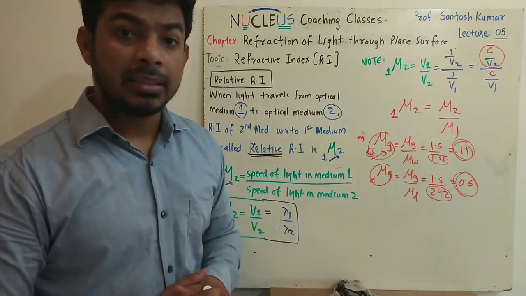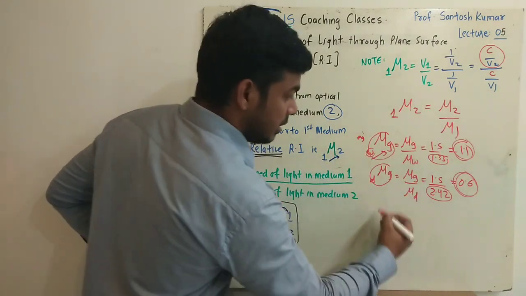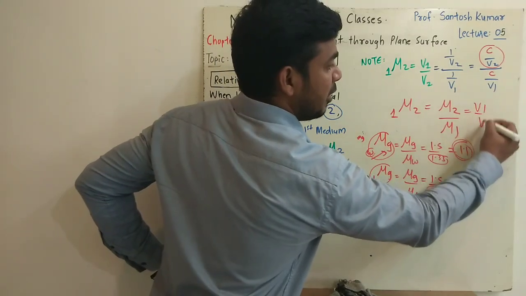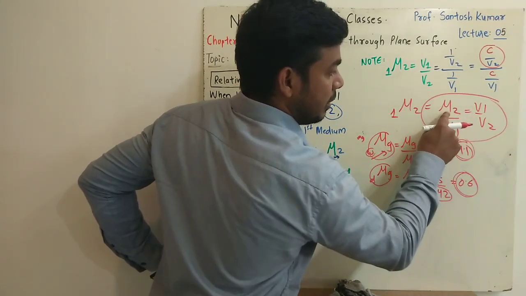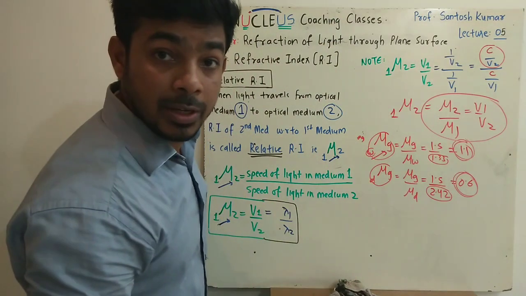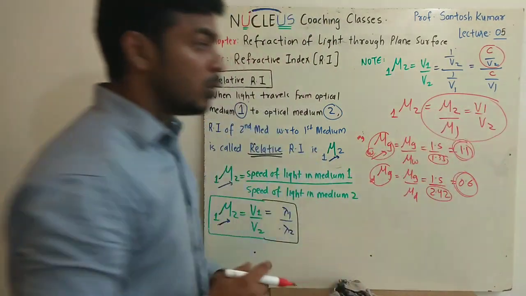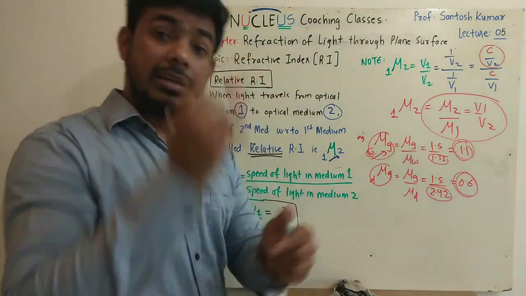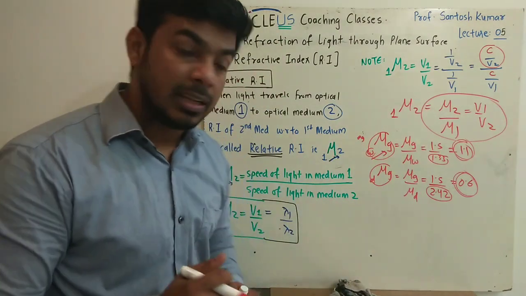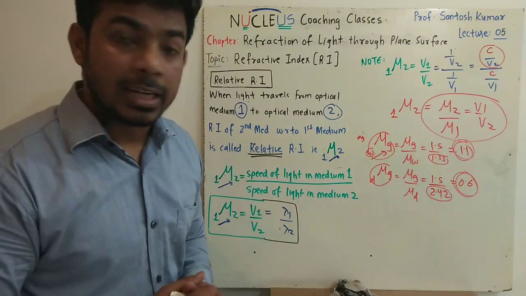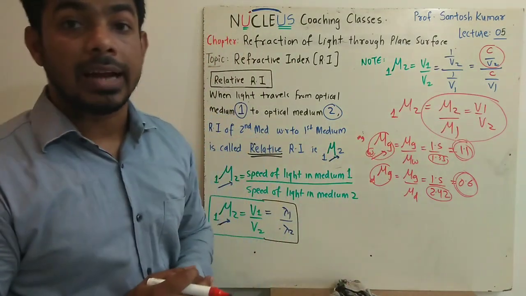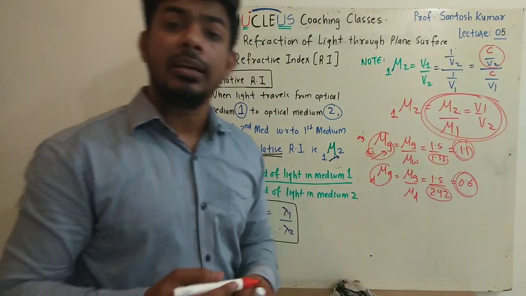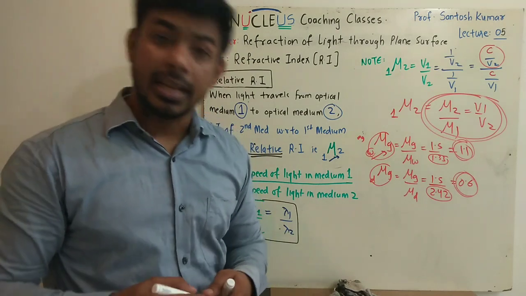So what do you mean by this statement? From this relation, mu2 by mu1 can be written as v1 by v2. You can see that mu2 is inversely proportional to v2 and mu1 is inversely proportional to v1. That means greater the value of refractive index, lesser will be the speed of light in that medium. Lesser the value of refractive index, greater will be the speed of light in that medium. From this concept, we get the idea of optically rarer medium and optically denser medium.